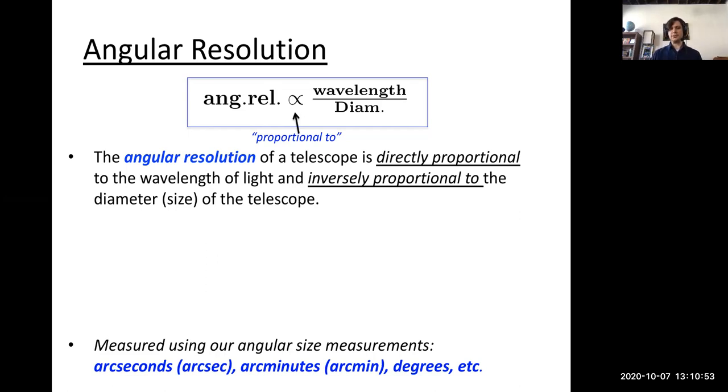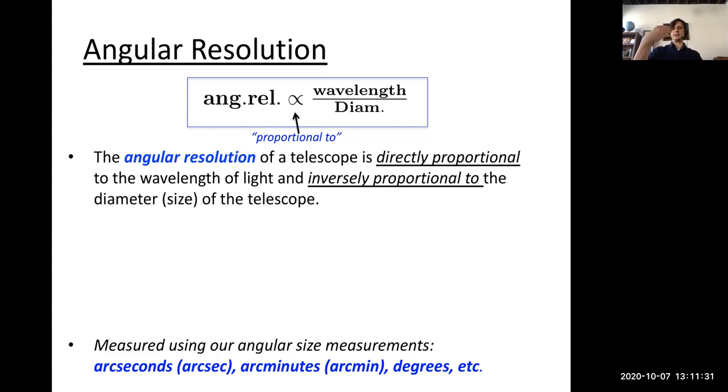So the angular resolution is directly proportional to the wavelength of light, and it's inversely proportional to the diameter, the size of your telescope. If you want to think of your eye as a telescope, the diameter of your pupil. So the angular resolution is directly proportional to wavelength. Shorter wavelengths, smaller angular resolution, the closer two things can be together, and you can still see them as distinct dots. Larger wavelength, bigger angular resolution, and things can be separated by a larger distance and they get blurred together.